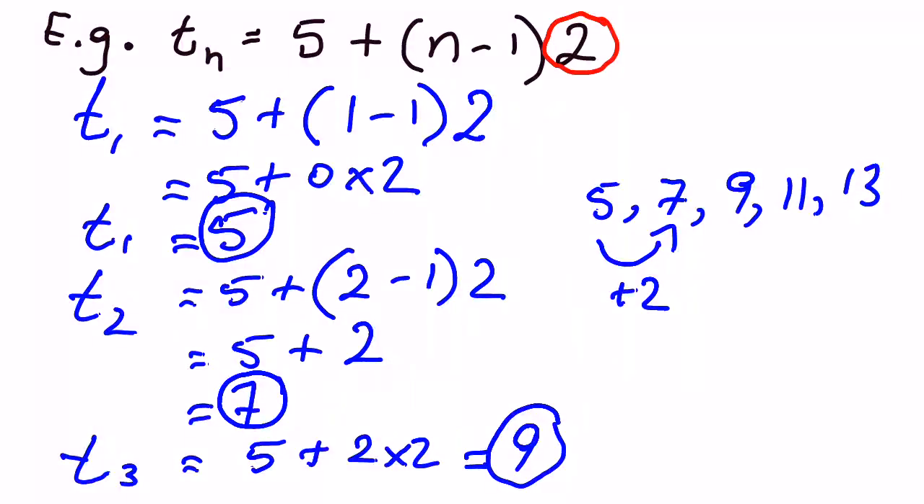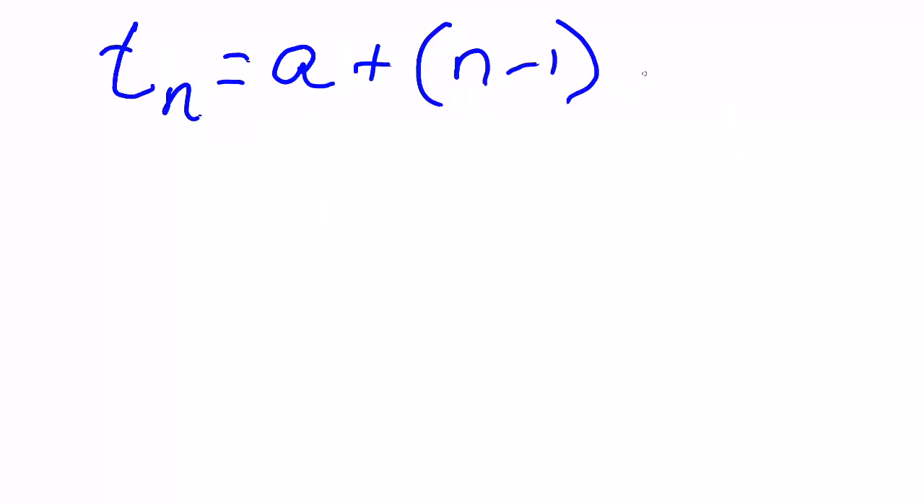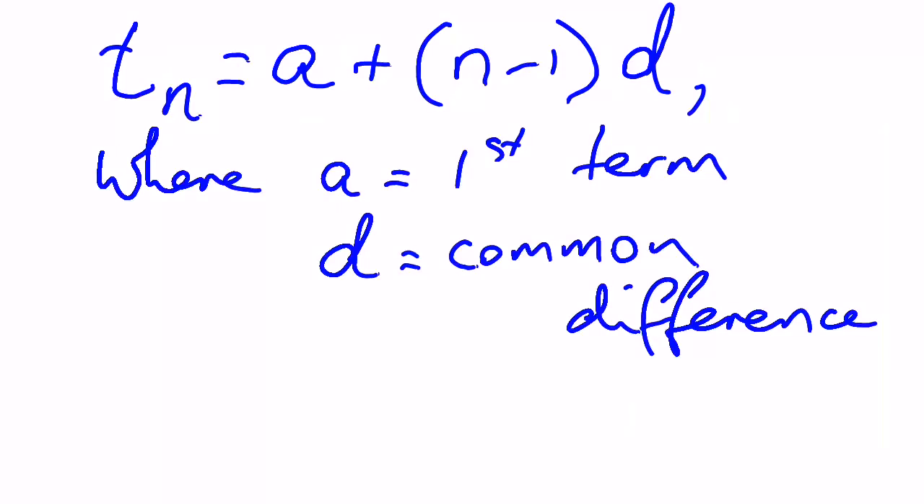that's 2. Okay? So, what I've basically got here, I'm going to clear this screen, is a general rule that looks like this. Tn equals a plus n minus 1 d, where a is the first term in my sequence and d is the common difference. That is, how much does each term differ from the next.